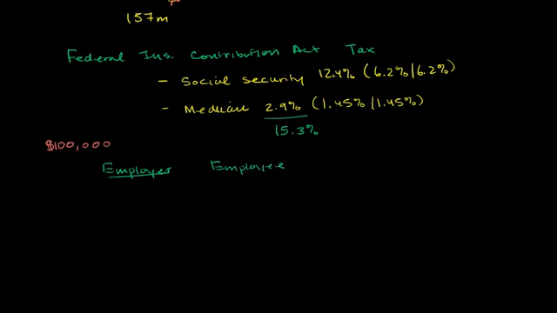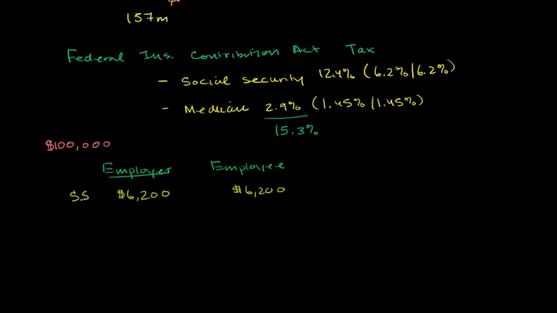So for Social Security, your employer will contribute 6.2% of this. So above and beyond paying the $100,000 gross salary, they will also pay 6.2%, or $6,200. And the employee will also pay $6,200. And that will be deducted from their paycheck, so that what they get will be net of the $6,200.